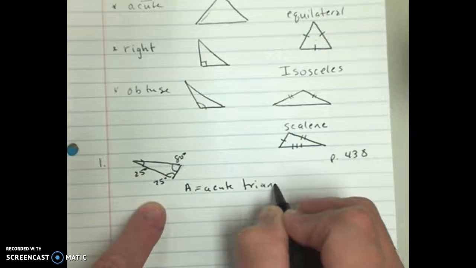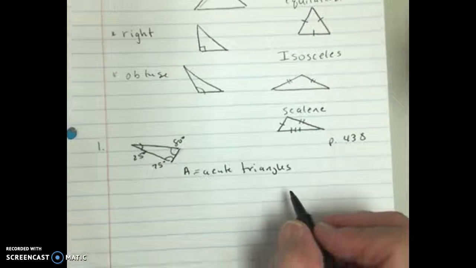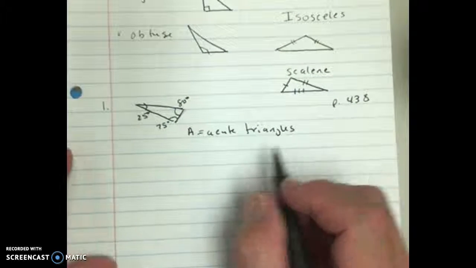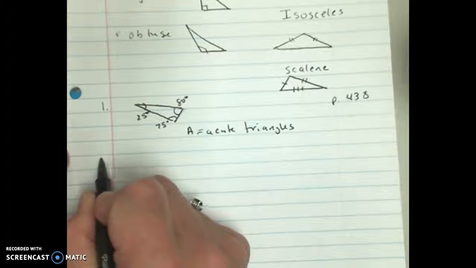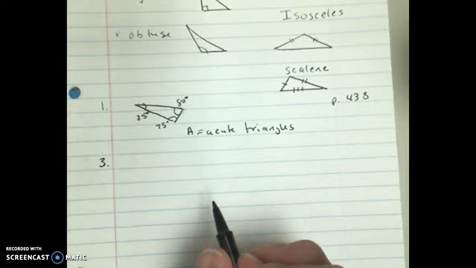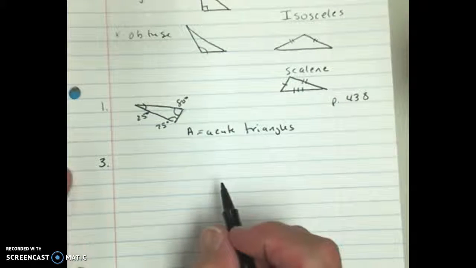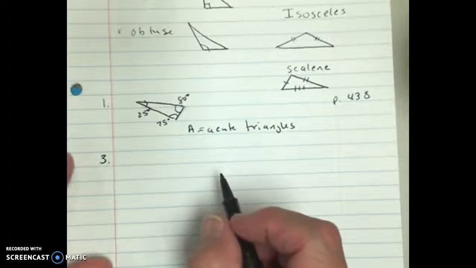And write that out because it's just good practice for us to get used to and get familiar with the different names of the triangles. Now I'm going to go every other, the odd numbers. You can stop and pause and do number 2, and then we're going to go on to number 3.